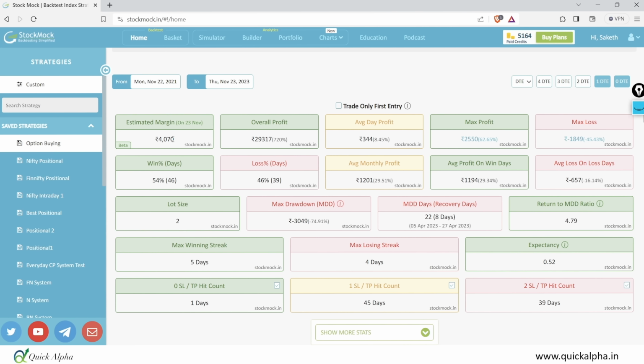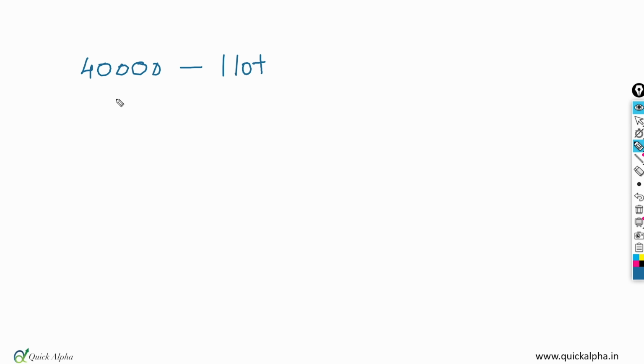So here the margin required is around 4,000 rupees per lot. But what I would suggest is instead of using 4,000 rupees per lot, use 40,000 rupees per lot. So do one lot of this strategy for every 40,000 rupees in your account. So if you have 80,000 rupees in your account, then you can do two lots. Similarly, if let's say you have 1,50,000 in your account, you can do something like four lots.